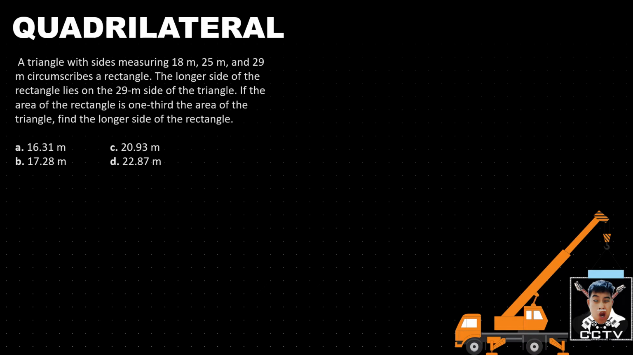Another example: a triangle with sides measuring 18 meters, 25 meters, and 29 meters circumscribes a rectangle. The longer side of the rectangle lies on the 29-meter side of the triangle. If the area of the rectangle is 1/3 of the area of the triangle, find the longer side of the rectangle. Sabi dito, ito may triangle tayo dito.